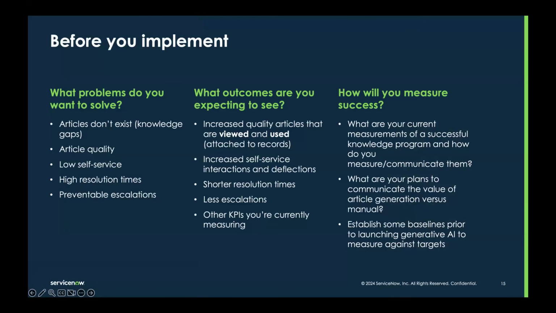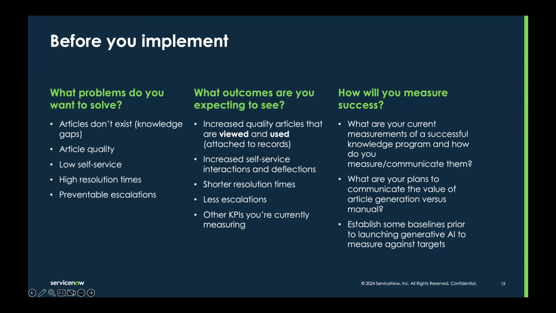Before you implement, really think about the problems that you want to solve with Now Assist in knowledge management, and what outcomes you're expecting to see. You may have already had these outcomes defined for your current knowledge management program, and you'll just be comparing them against now using generative AI, and seeing what those benchmarks, metrics, and targets look like versus manual creation. And again, how will you measure success? You're probably already measuring success currently for your knowledge management program. Start thinking about what outcomes you want to measure, and how you are going to measure your generative AI articles versus your manual articles.